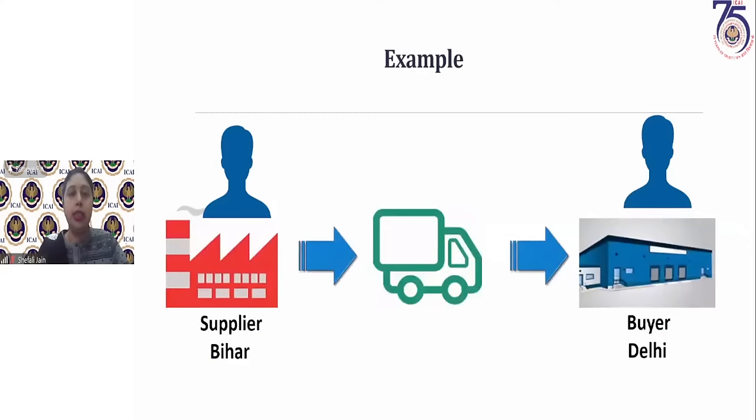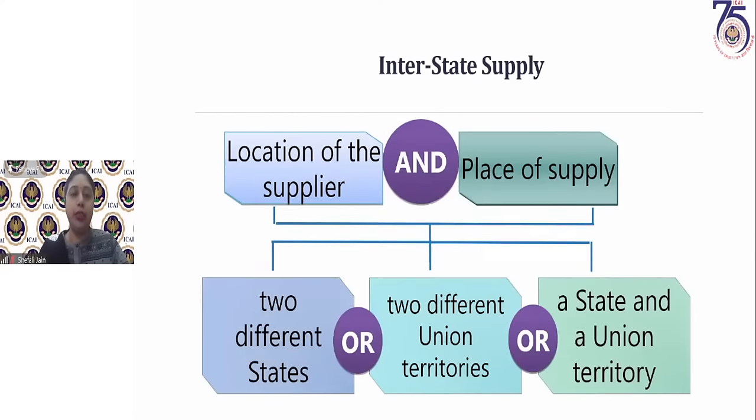Then second is the interstate supply. In interstate supply, the location of supplier and place of supply are different. As I already told you in the previous session, place of supply is the place where the supply is being consumed, and the location of supplier is where the supplier is located. So both these things are located in two different states. Here two states are involved. Supplier is at one place and the supply has been consumed in another state.